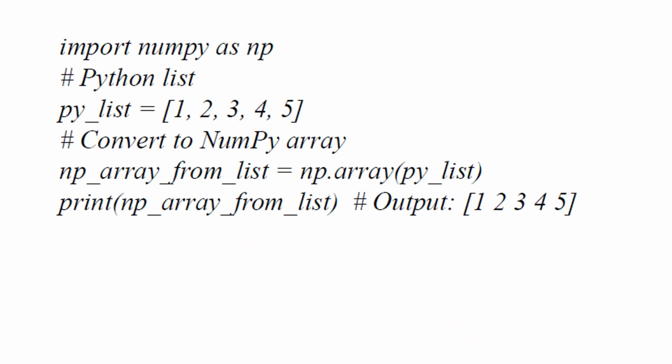Sample code to create an array from a list. Here you can see py_list. You have a list containing the values 1, 2, 3, 4, 5, and from this list we can generate an array. We are supposed to use the syntax np.array. Then if we print np_array_from_list, the output you will get is 1 2 3 4 5. So we can generate an array from a Python list.